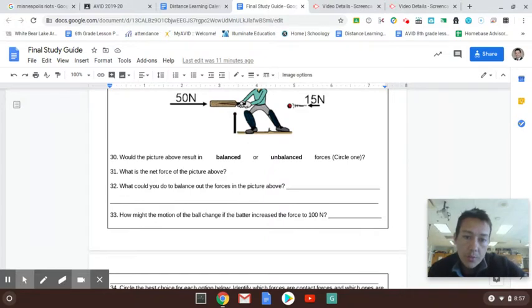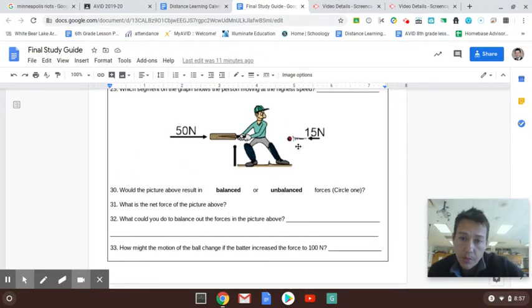32, what could you do to balance out the forces in the picture above? Well, the pitcher could throw the ball harder with 50 newtons of force, because that would be 50 versus 50. Or the batter could swing the cricket bat with less force, with only 15 newtons of force, because then it would be 15 and 15 meeting, and that would balance them out.